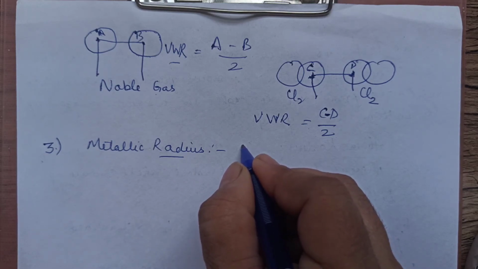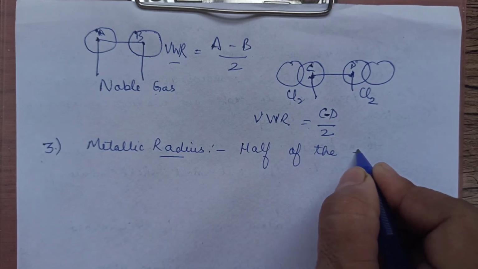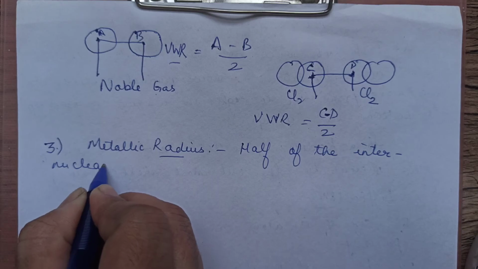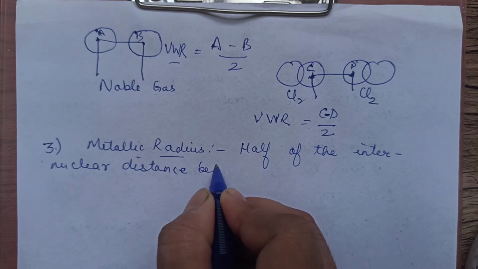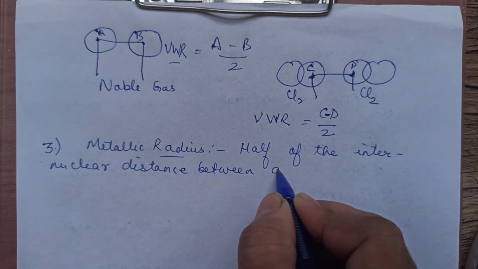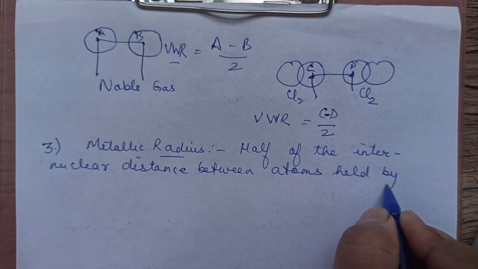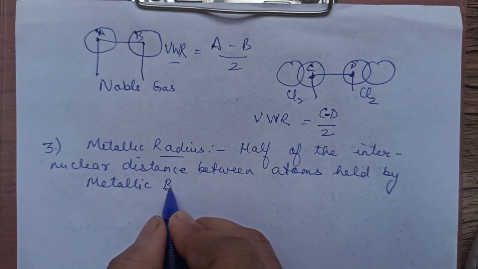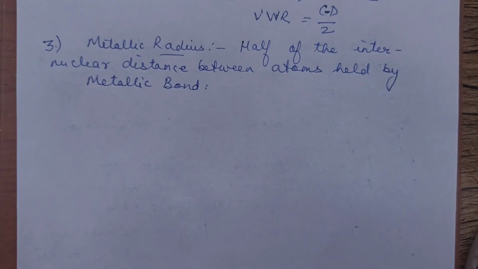Every time we are defining in a similar manner. We will write: half of the internuclear distance between the atoms held by a metallic bond. As the name says, a metallic bond is a bond which is present between two metal atoms. Now, what type of bond do you think is there in metal atoms?